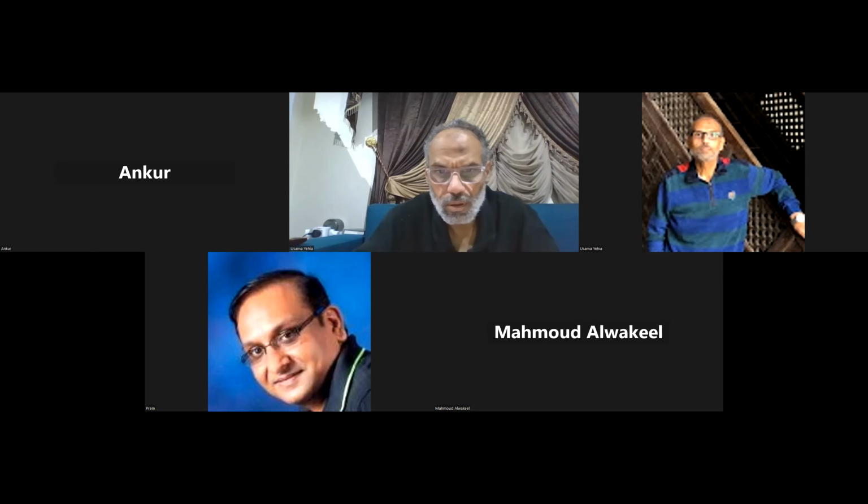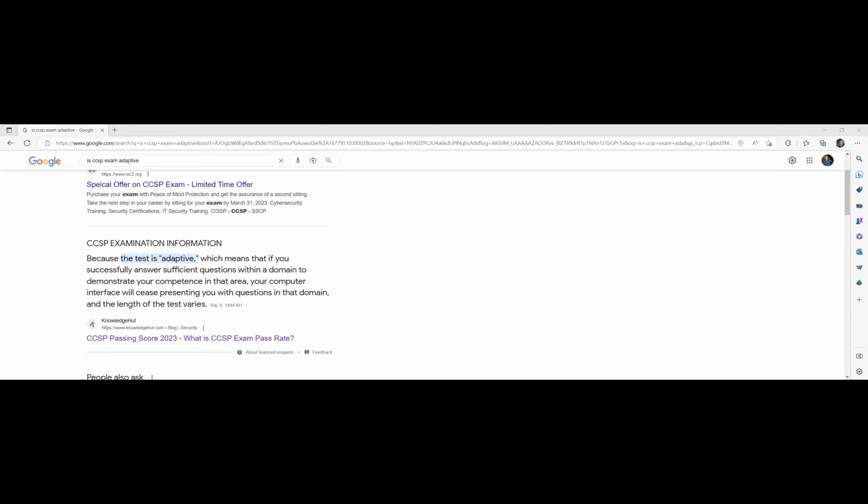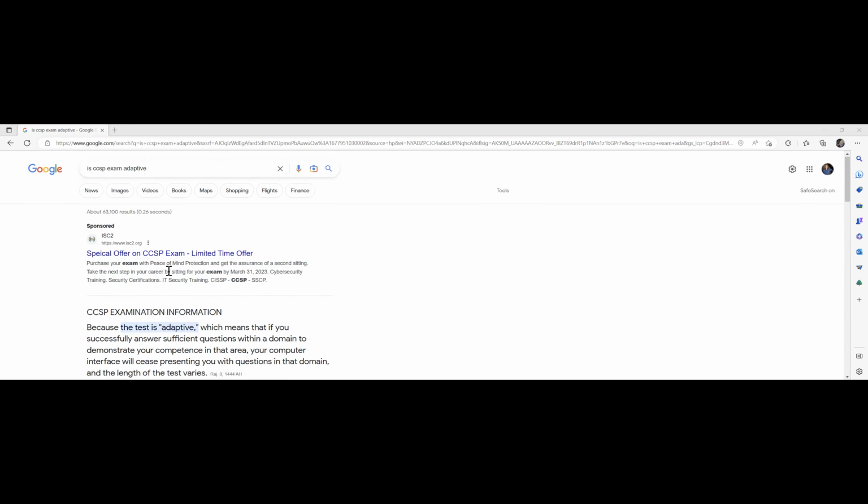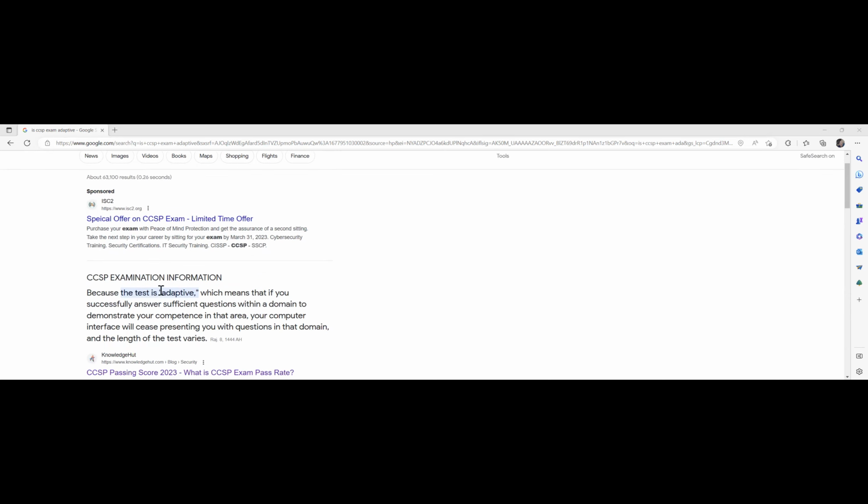Here you are. I will share my desktop. Sure. Because the test is adaptive, which means that if you successfully answer sufficient questions within a domain to demonstrate your competence in that area, your computer interface will cease presenting you with questions in that domain, and the length of the test varies. This means that, yes, the exam is adaptive.